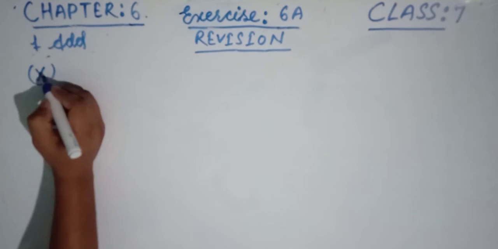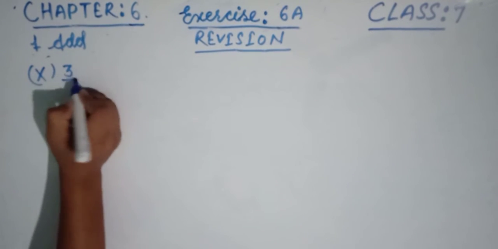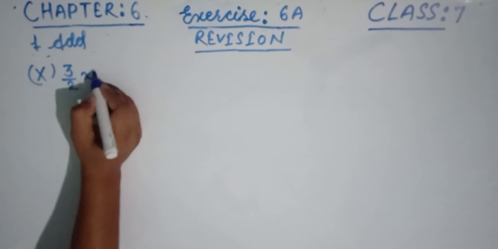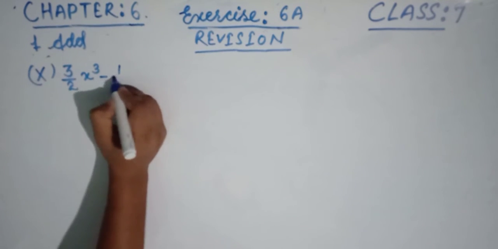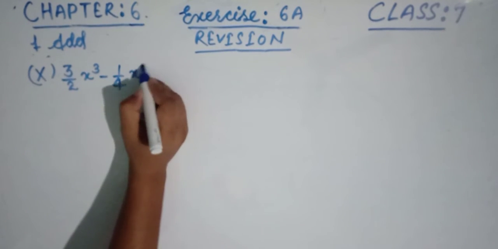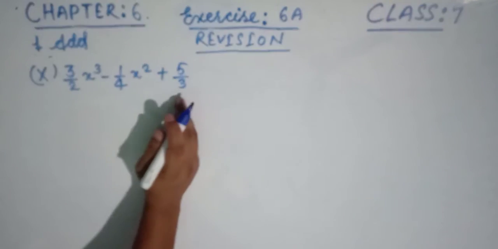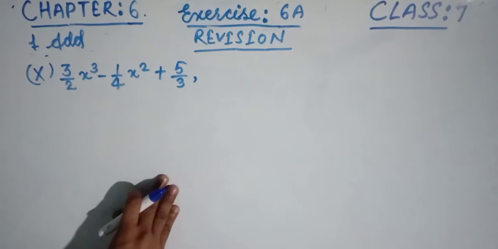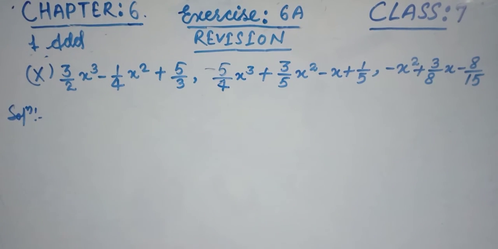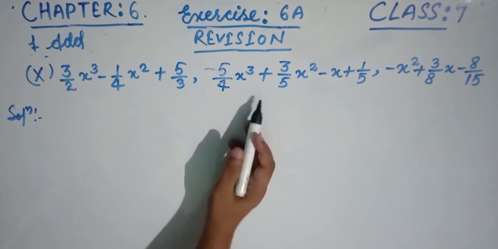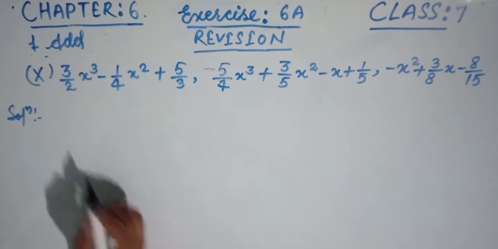Sub question 10: 3 by 2 x cube minus 1 by 4 x square plus 5 by 3, comma. Now see, friends, add their expressions. We can add because the question says add the following. Here is the comma, here is the comma; where there is a comma, it means add.